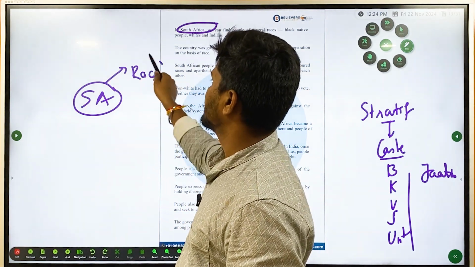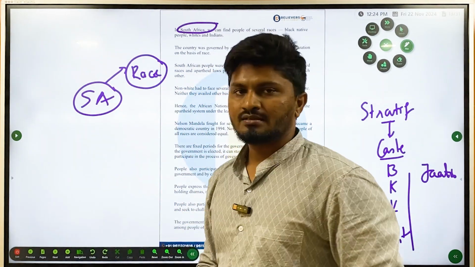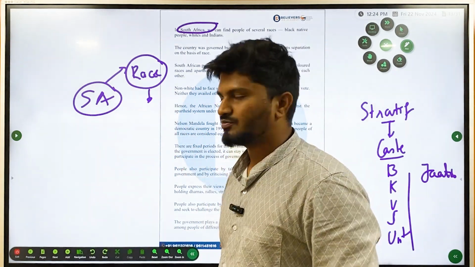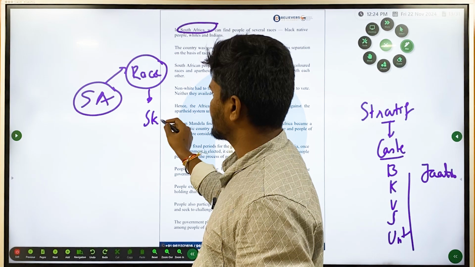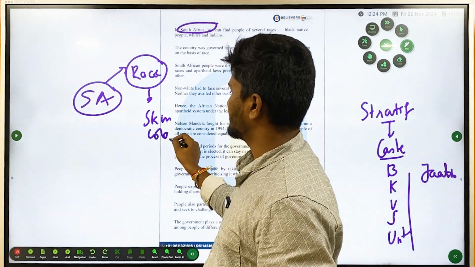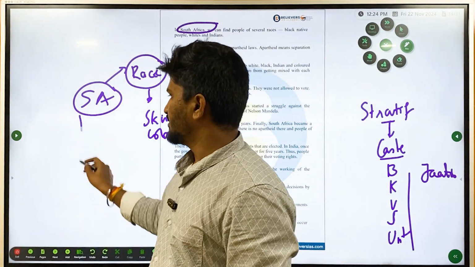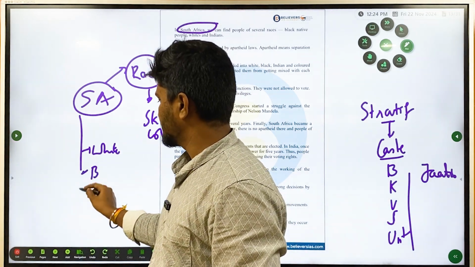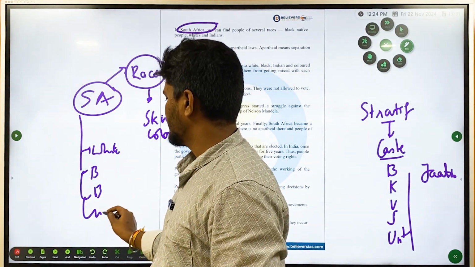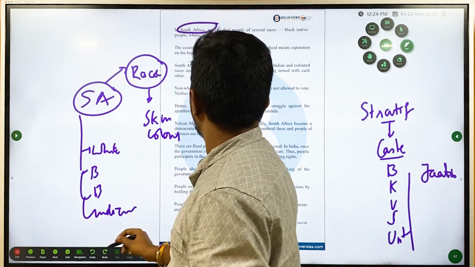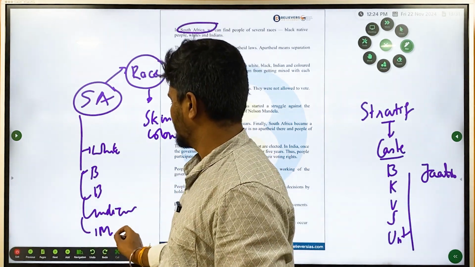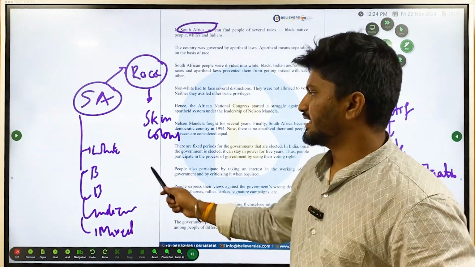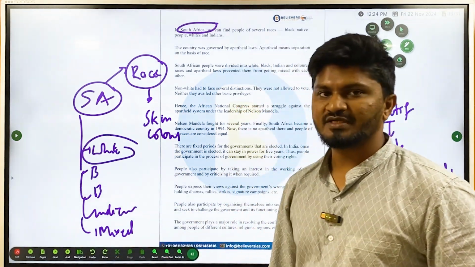What is race? Race is dividing the communities or population based on skin color. So in South Africa there were whites, blacks, browns, Indians and mixed. This is how the communities were stratified in South Africa, with whites at the top, and the rest of them were discriminated against by the whites.